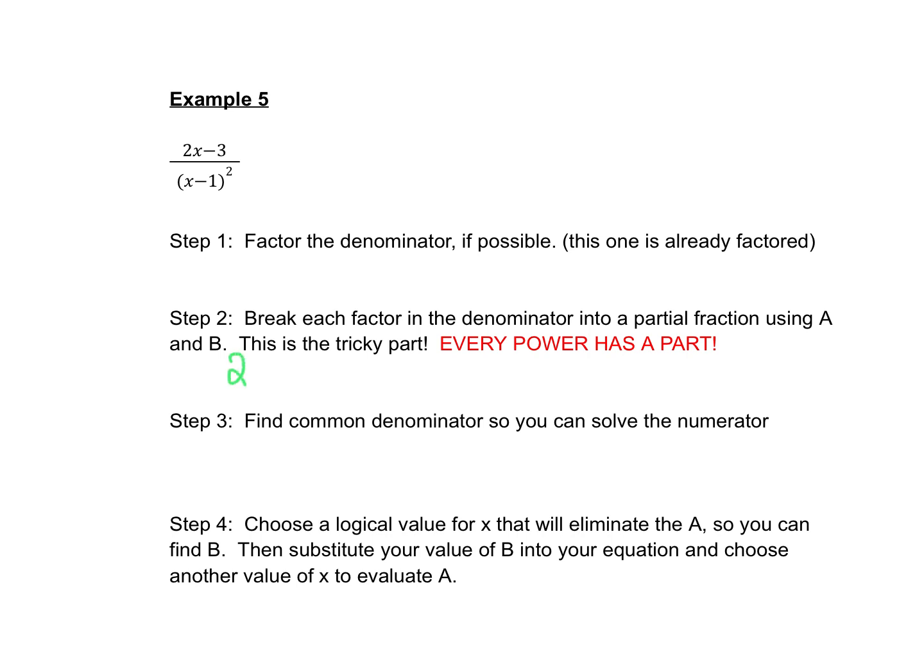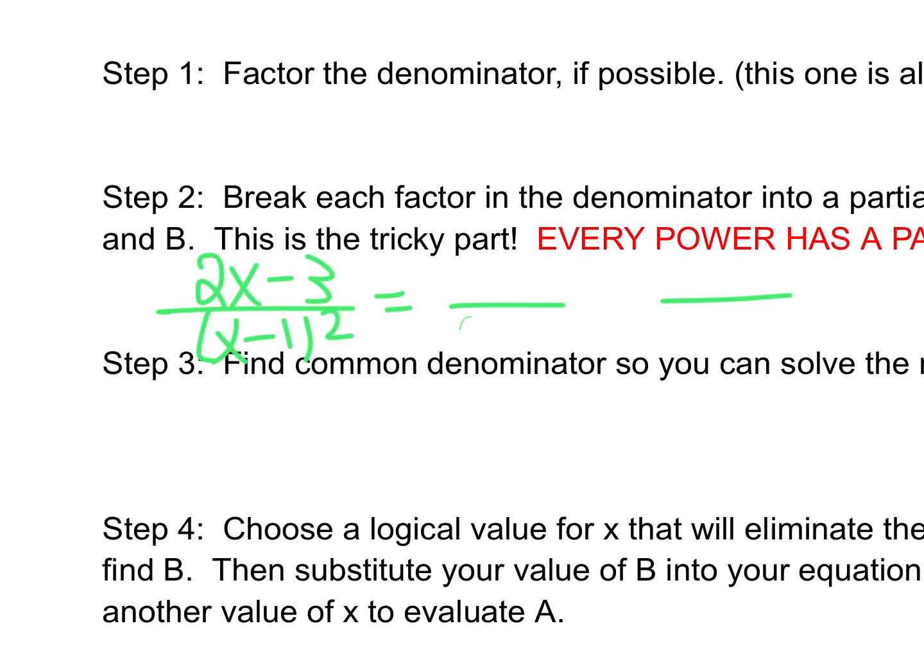So we're going to keep the 2x minus 3 over x minus 1 squared. Our denominators, every power has a part. So we are going to have x minus 1 to the first power, and we are going to have x minus 1 to the second power. We're going to put a on top, and then we're going to put b on top. When we have to find common denominators, again, we need to multiply that first term there. All right, I'm going to use a different color. I'm going to make my pen a little bit thicker.